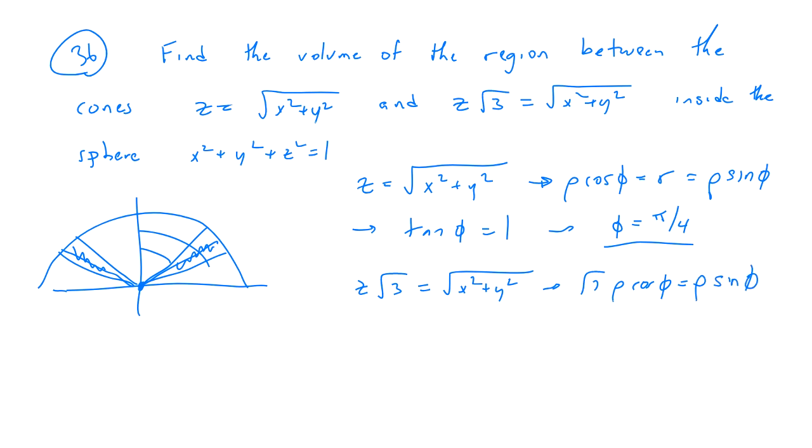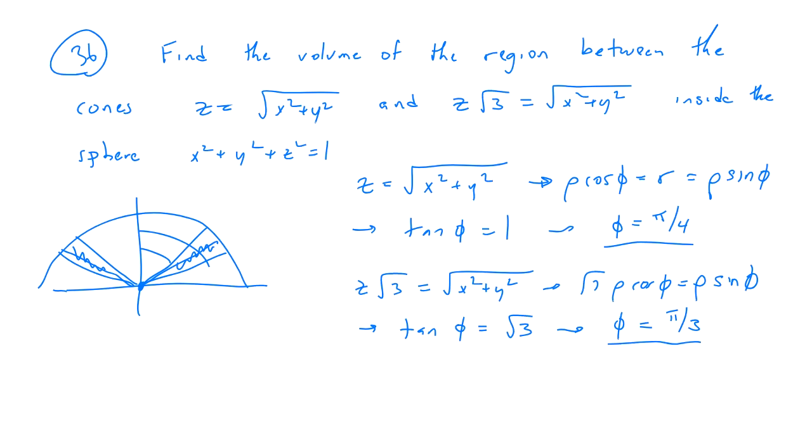Let's do the same thing for the other one. The only difference is that now we have square root of 3. So when I solve for tangent, I get tangent of phi is equal to square root of 3. And that actually is also a nice one. What is phi in this case? Pi over 3.